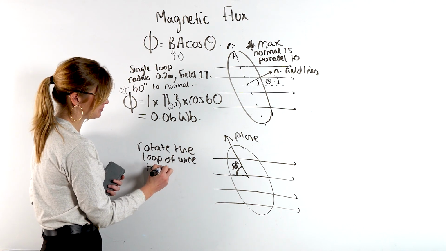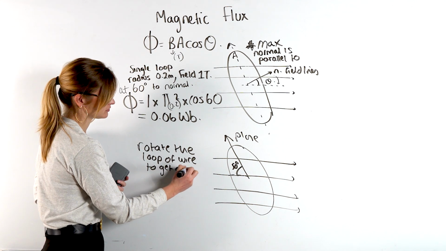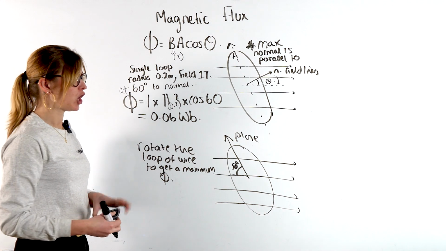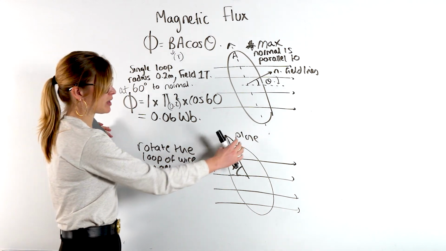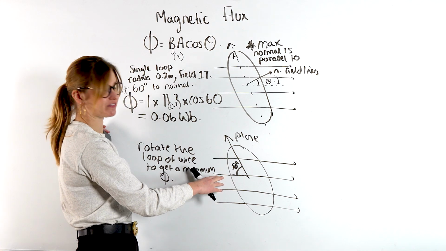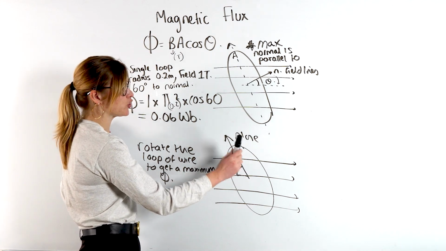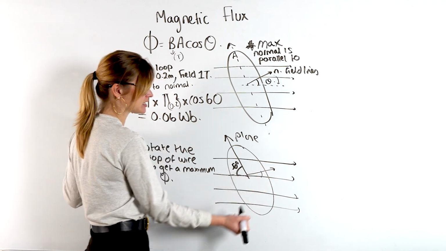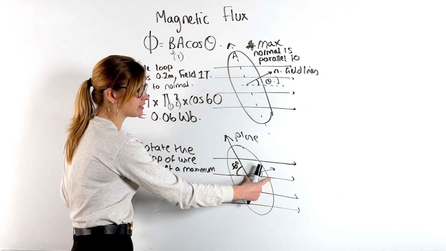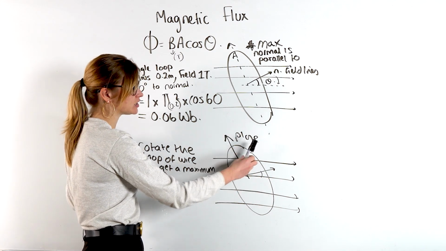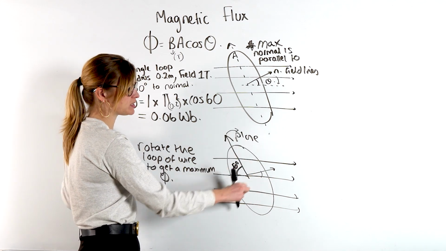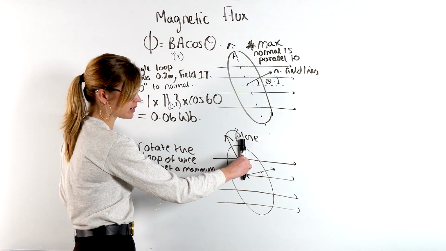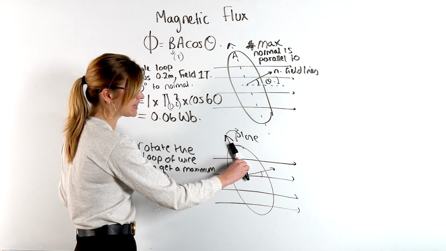Okay, some questions you might see then is, how are we going to rotate the loop of wire to get a maximum magnetic flux? So how am I going to get this to maximum? What I've got here is, I know my plane is at 50 degrees to those magnetic field lines. So I know that I need the normal to be parallel to my field lines. If the normal needs to be parallel, I know the plane has to be perpendicular. So I need to get this plane perpendicular to the field lines, so I need to rotate this in the clockwise direction to get that to become 90.